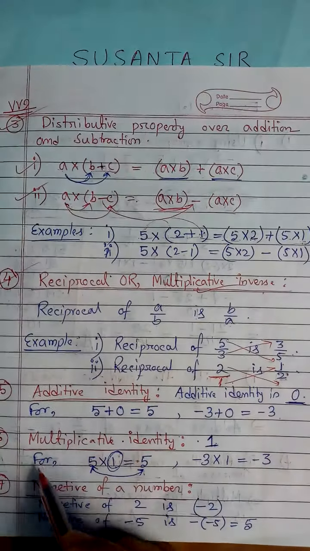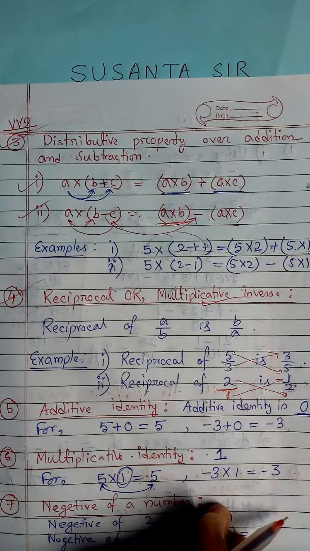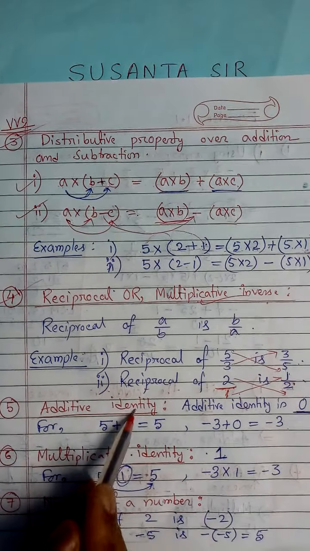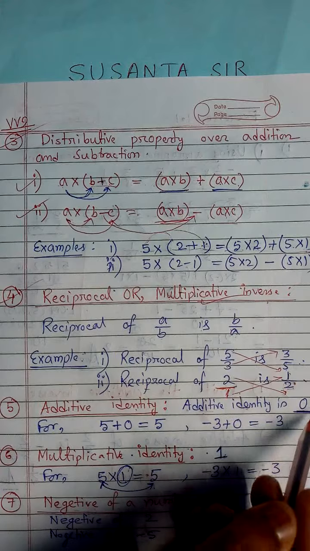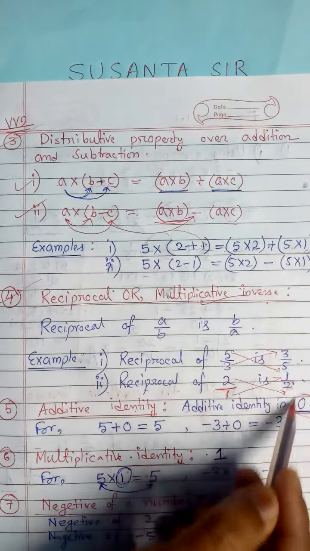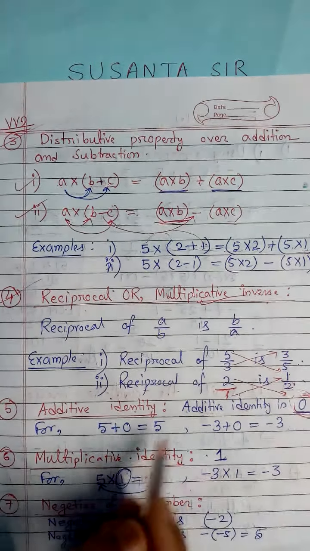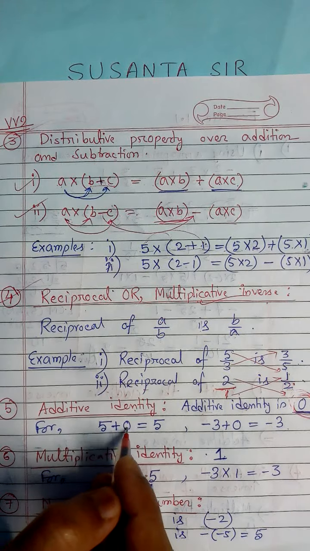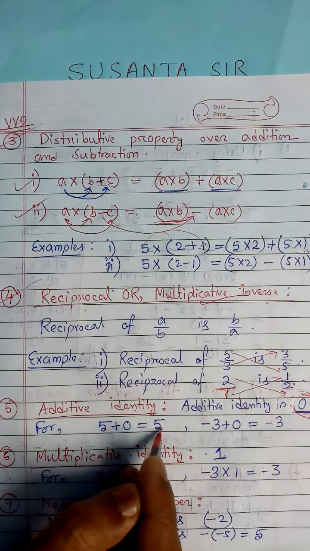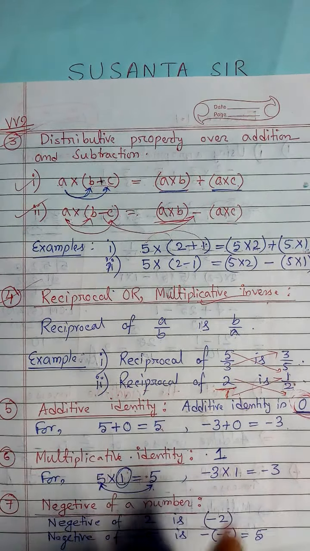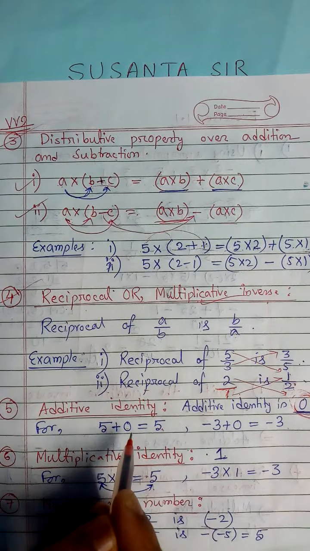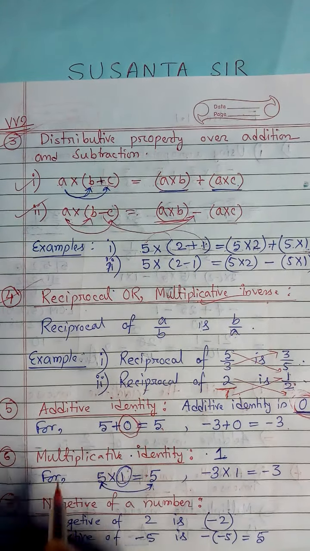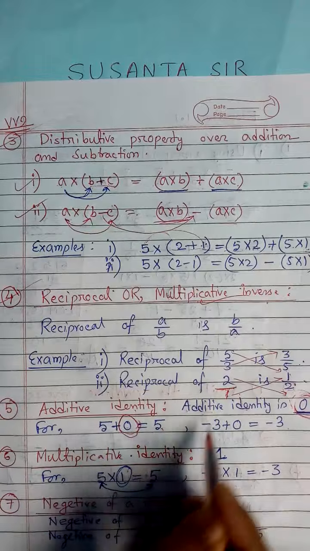Next, come to property number 5. Property number 5 is additive identity. Additive identity means 0. 0 is always the additive identity. That means if a number is added with 0, we will get that number only. If we add any number with 0, we get that number only. That's why 0 is the additive identity. Since we used addition, that's why additive identity.